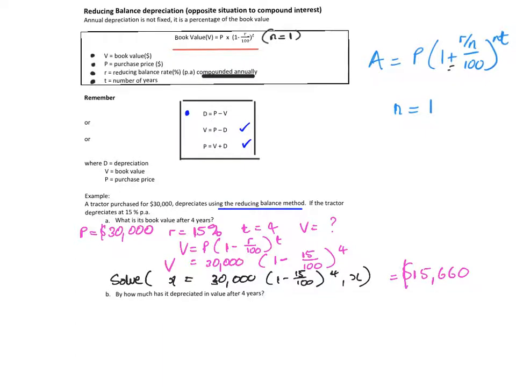How much has it depreciated in the 4 years? So the depreciation here is equal to the purchase price, which was $30,000, take the book value after 4 years, which was $15,660, and you end up with $14,340. So that's how much that tractor has depreciated in 4 years. Its new value is $15,660.